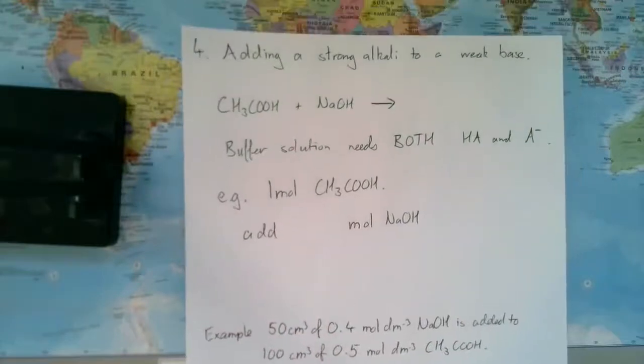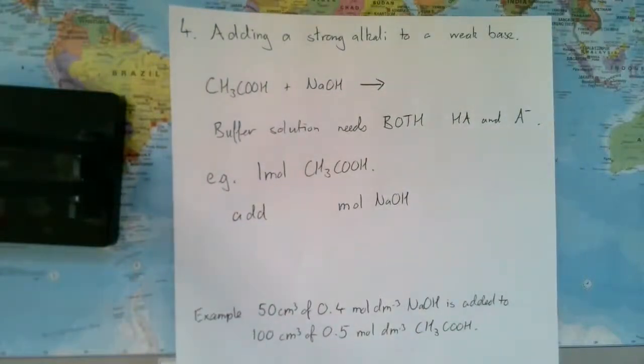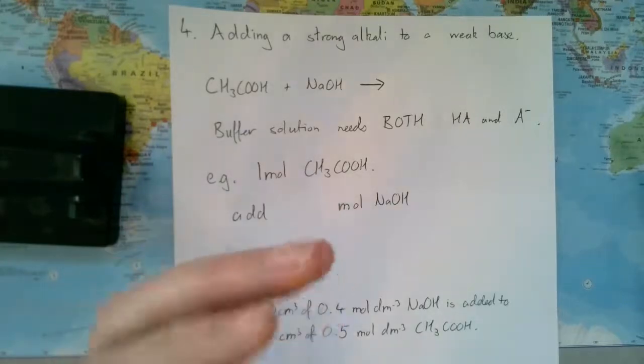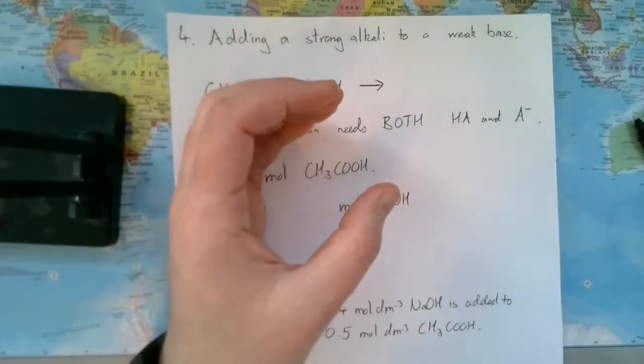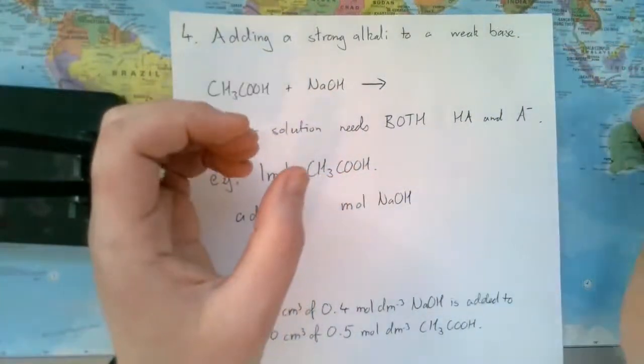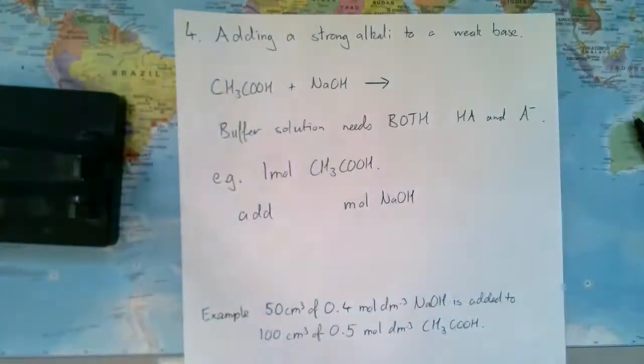now we're going to go on to the final example, and this is a completely different way of making a buffer solution. The previous way of making the buffer solution would be that you take a beaker of ethanoic acid, you have another beaker of sodium ethanoate, and you put the two together. Buffer.